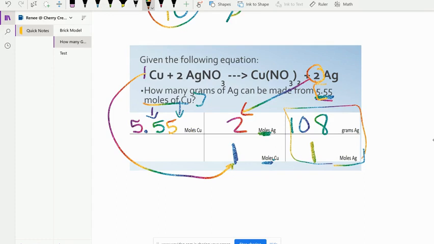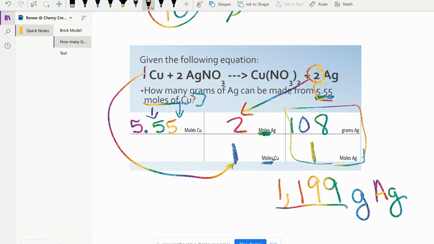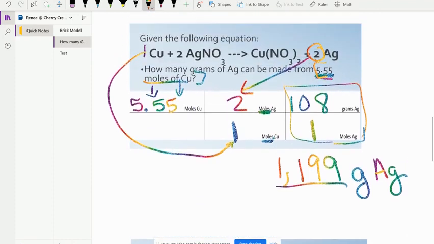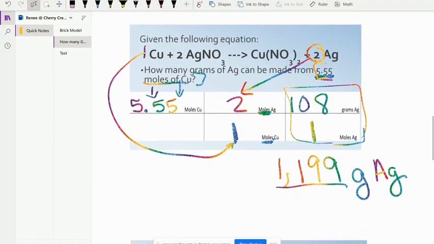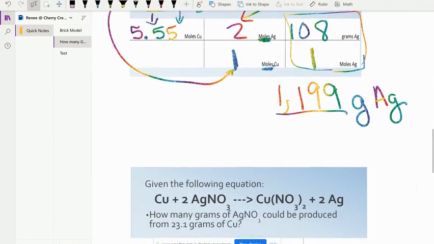And I will get that from 5.5 moles of copper, I can make 1,199 grams of silver. In my calculator, I have 1,198.8, but I just rounded up to the whole gram. We don't do significant figures in materials science, those of you that have had chemistry. All right, let's try another.